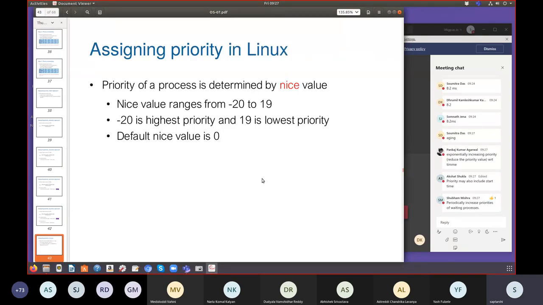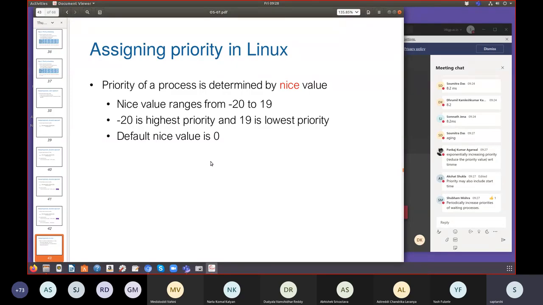Now, let me just tell you a particular mechanism in the Linux OS which actually implements this. In Linux, a particular process has a value called a nice value. Nice value ranges from -20 to 19. -20 is highest priority and 19 is lowest priority. The default nice value is 0. So every process in Linux is accompanied by this nice value, and this is often taken into account while scheduling.